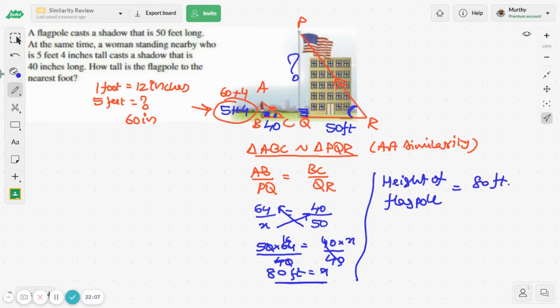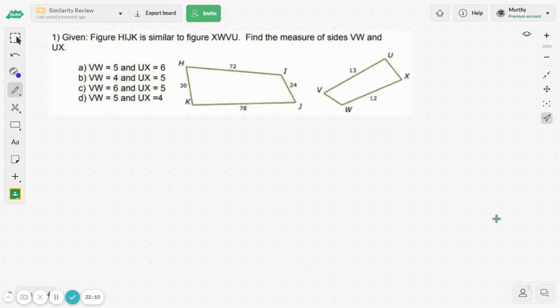Okay, so let's go to the next question really quick. In the next question, there are two quadrilaterals. The question says to find the measure of the sides VW and UX. So VW is here and UX is here. It's given that these two quadrilaterals are similar.